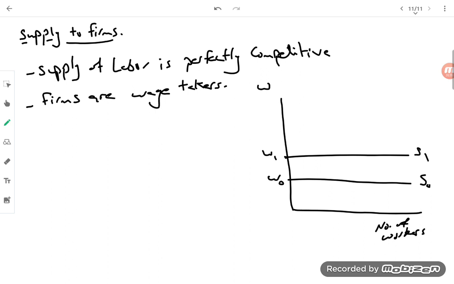Next time, we are going to talk about determination of wage rate and the equilibrium in the labor market.